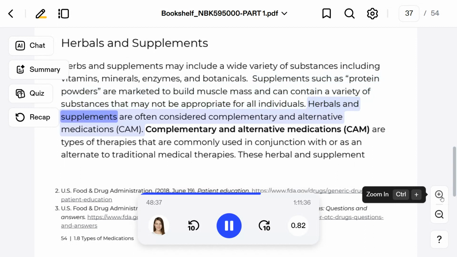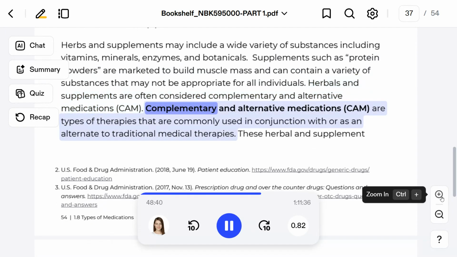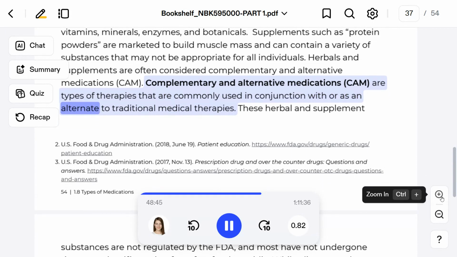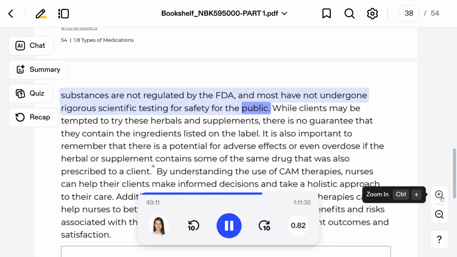Herbals and supplements are often considered complementary and alternative medications. Complementary and alternative medications are types of therapies that are commonly used in conjunction with or as an alternate to traditional medical therapies. These herbal and supplement substances are not regulated by the FDA, and most have not undergone rigorous scientific testing for safety for the public.